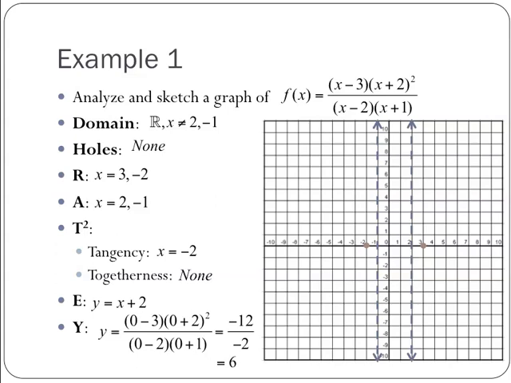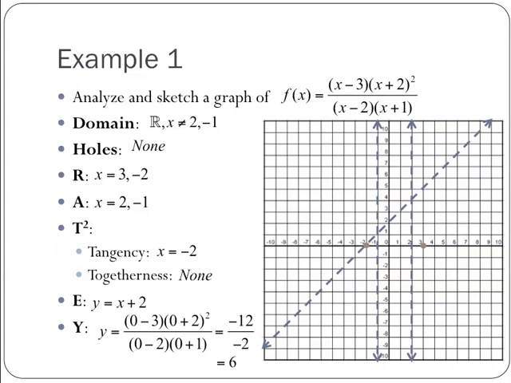And now what I like to draw in next is the end behavior. The end behavior tells you what's going on at the far left and far right of the graph. Our end behavior was a slant asymptote, y equals x plus 2. So I'm going to draw in that line. That's a line with a y-intercept of 2 and a slope of 1.